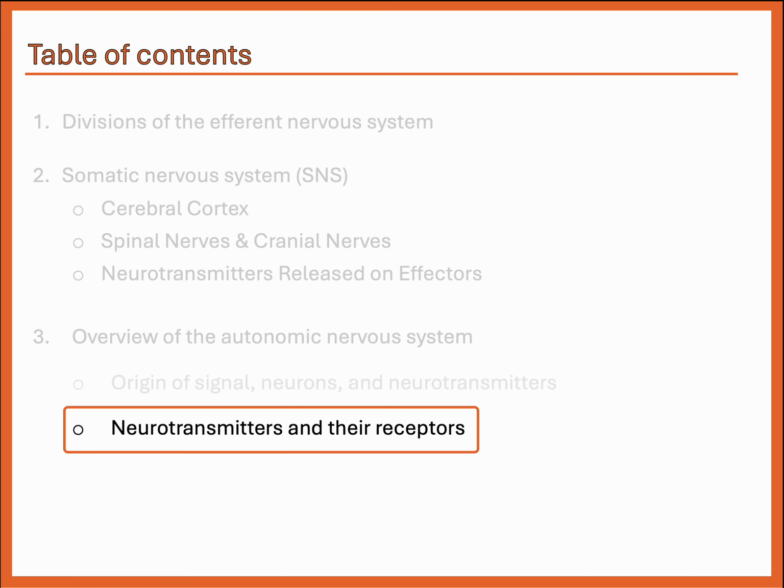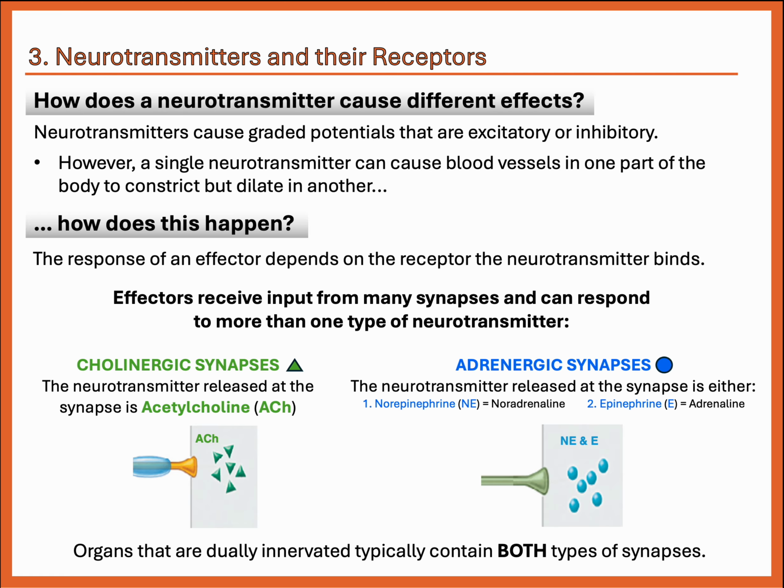All right, so last thing are the neurotransmitters and their receptors. How does a neurotransmitter cause different effects, right? So neurotransmitters cause graded potentials that are excitatory or inhibitory. However, a single neurotransmitter could cause blood vessels in one part of the body to constrict, but in another part of the body, it could dilate, right? So how does this happen? The response of an effector depends on the receptor the neurotransmitter binds to.